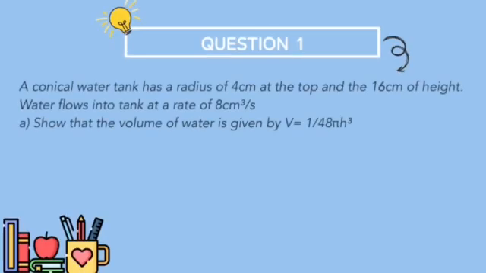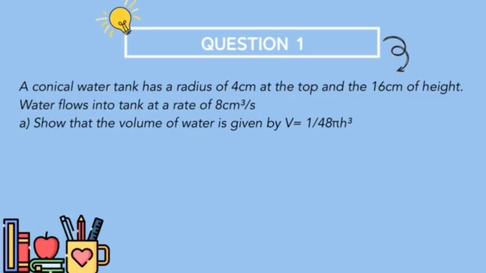Question 1. A conical water tank has a radius of 4 cm at the top and 60 cm of height. Water flows into the tank at a rate of 8 cm³ per second. Question A: show that the volume of water is given by V equals 1 over 48 pi h cubed. So the question asks us to prove the volume given.